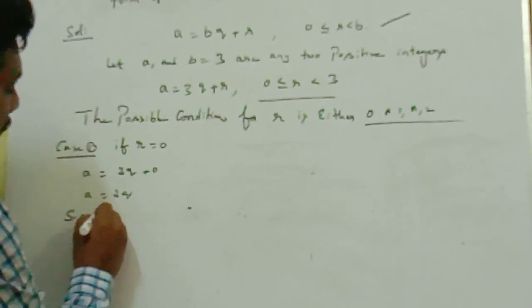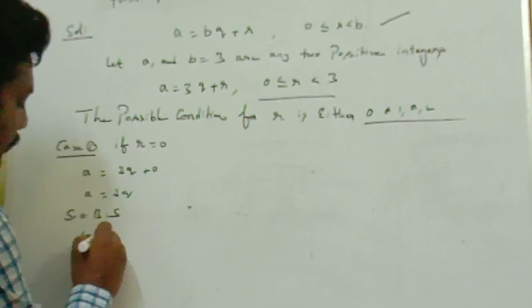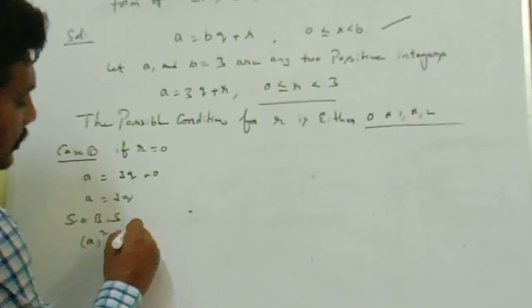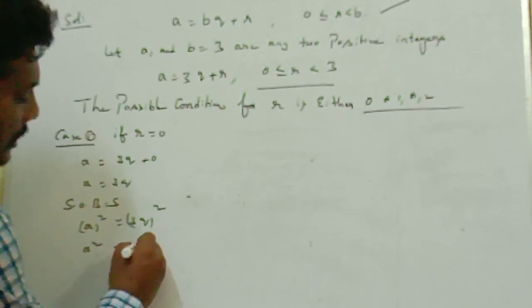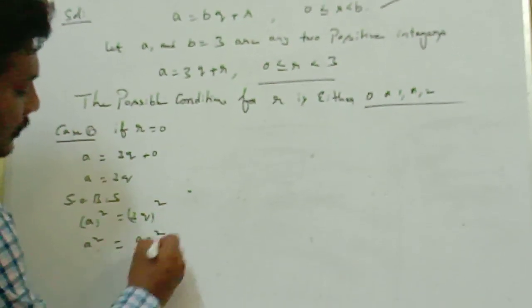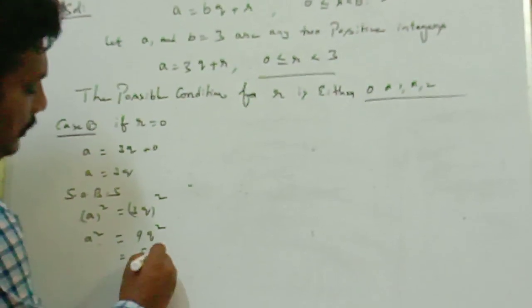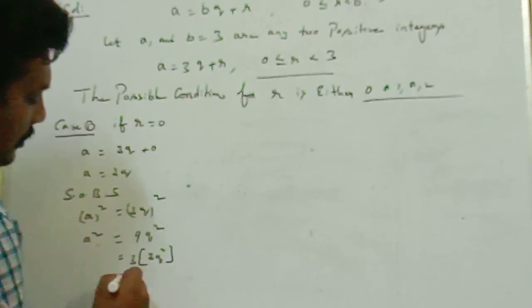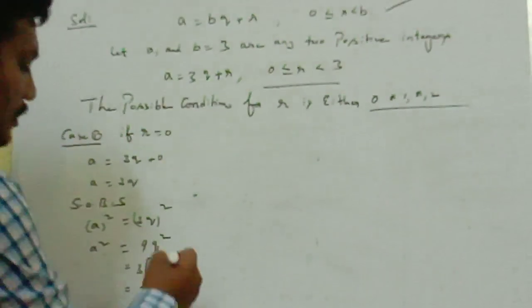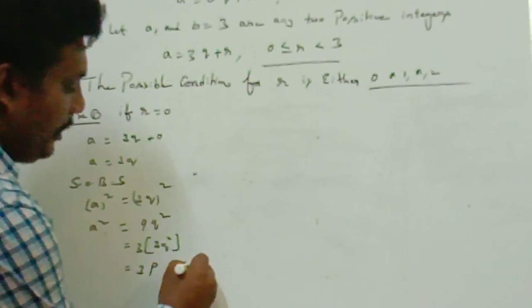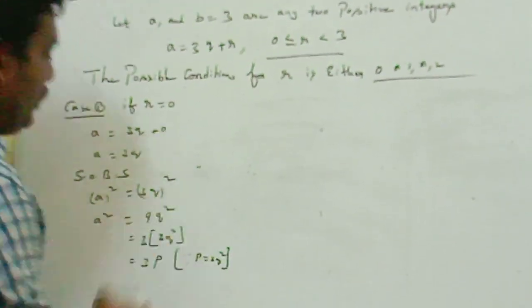Squaring on both sides, a square is equals to 3q whole square. Then a square is equals to 9q square. So if you take 3 as common, this is 3 times 3q square. Now it is in the form of 3p because of 3 into some product, where p is equals to 3q square. This is the condition.